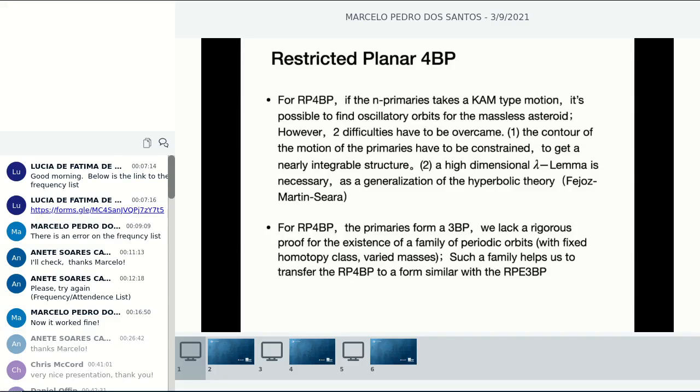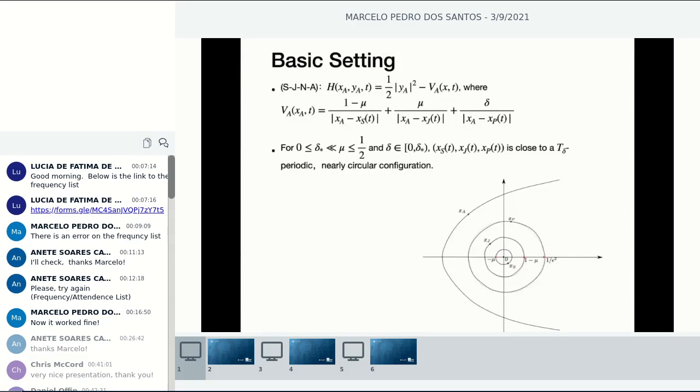So such a periodic orbit helps us to find such an invariant cylinder, from which we can construct the oscillatory orbit. So this is our basic setting. We consider the Sun, Jupiter, Neptune, and asteroid model. The four-body model has four masses, and the relative distances are shown in this graph.